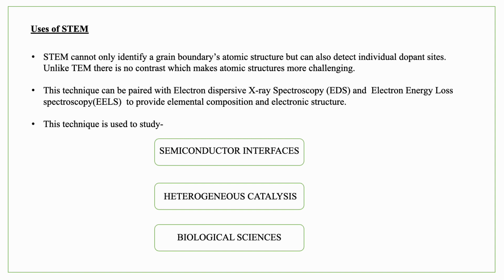Uses of STEM. In STEM, images are built up pixel by pixel by scanning the beam across a fixed field of view using scanning coils. This technique can be paired with other spectroscopic techniques to provide even more information, like elemental composition and electronic structures. So it not only identifies the atomic structure but also detects individual dopant sites. This technique is very useful, and it is used to study semiconductor interfaces, heterogeneous catalysis, biological sciences, and even more studies.